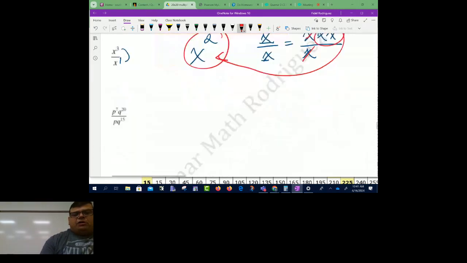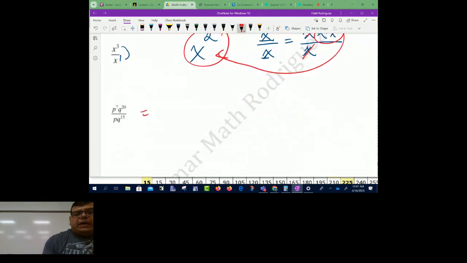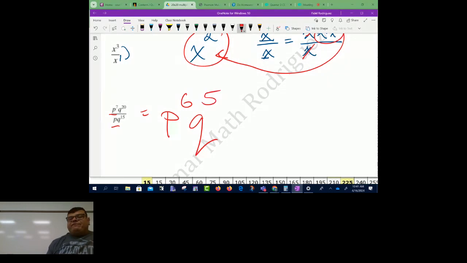So y'all, if I do the same thing here, and I look at, say, the p's, right? We got p to the 7th over p. We have more p's on the top. If there's 7 on the top and 1 on the bottom, we're still left with 6 of them, right? And then when I deal with my q's, I'm going to say, look, there's 20 q's on the top and there's 15 on the bottom. And if I subtract, that means I'm still left with 5 of them, right? Because I got 5 more.